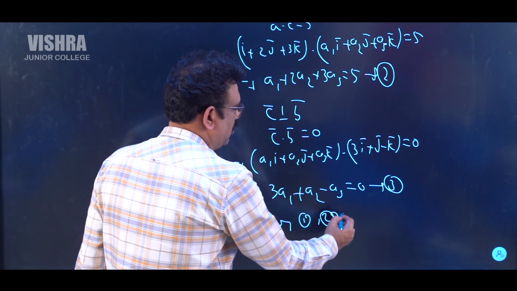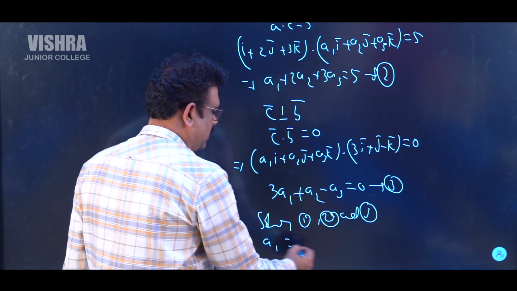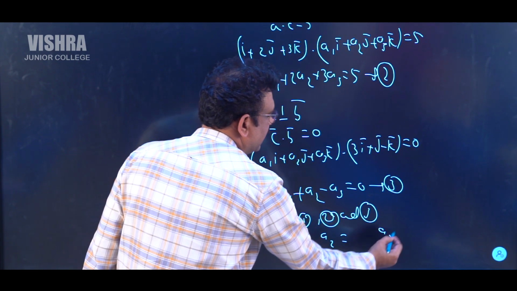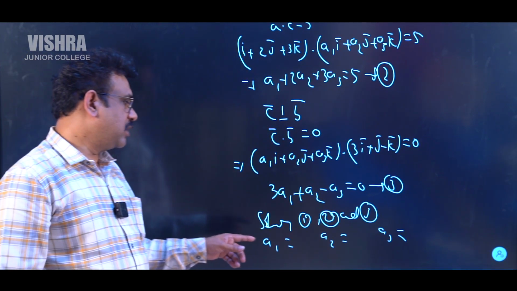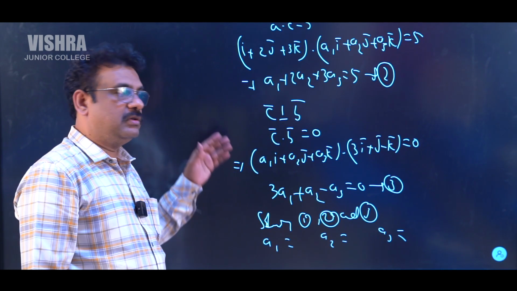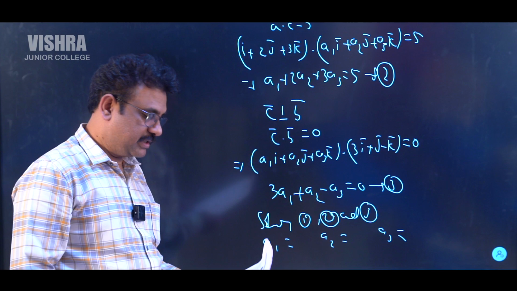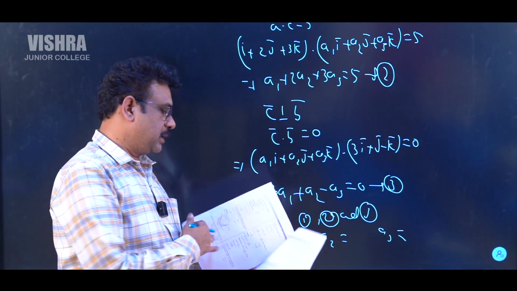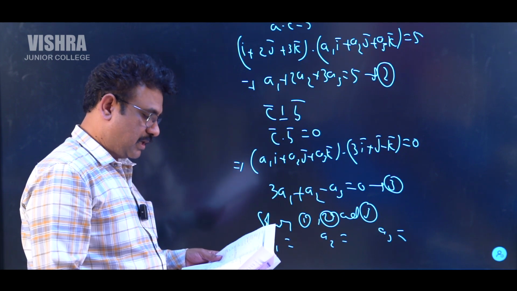Now, solving 1, 2 and 3, we get a1, a2 and a3. On substituting into c bar is equal to a1 I bar plus a2 j bar plus a3 k bar, we get the c bar vector. Then you can find the modulus, the magnitude of c bar. That is the solution of the vector algebra problem.